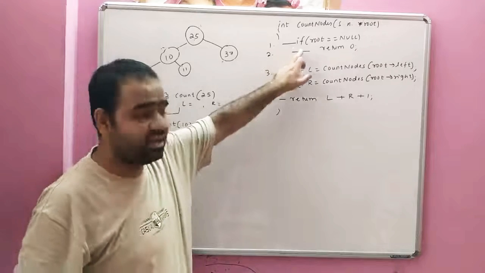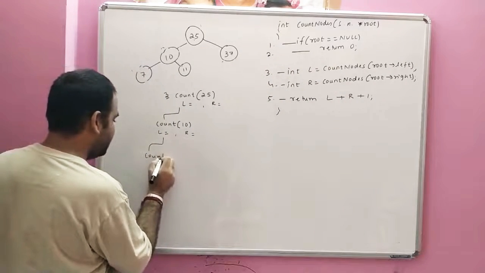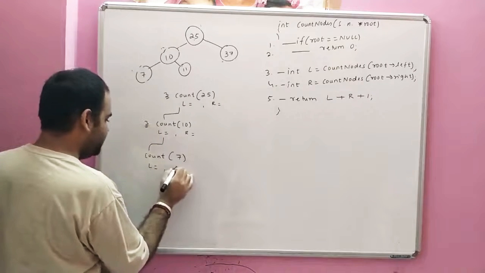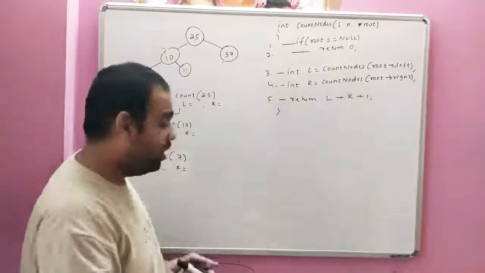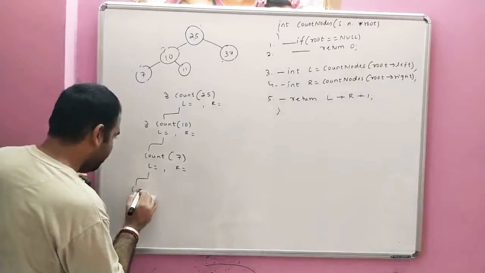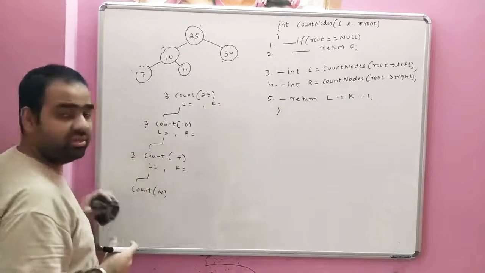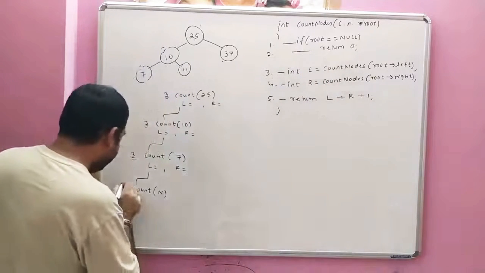Go back. 10 equal null? No, again you call the function count of 10 arrow left. What is 10 arrow left? 7. Return line number is 3. Again there are two variables, left and right. Go back. Is 7 equal null? No. Again you call the function count of 7 arrow left. What is 7 arrow left? Null, and the return line number is 3. Now, is null equal null? Yes, return 0.